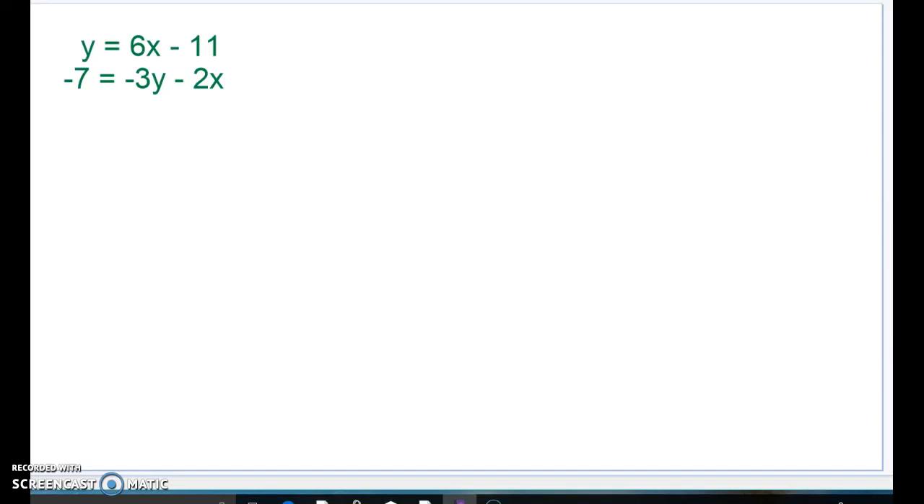Alrighty, this is part 2 of solving systems of linear equations using substitution.